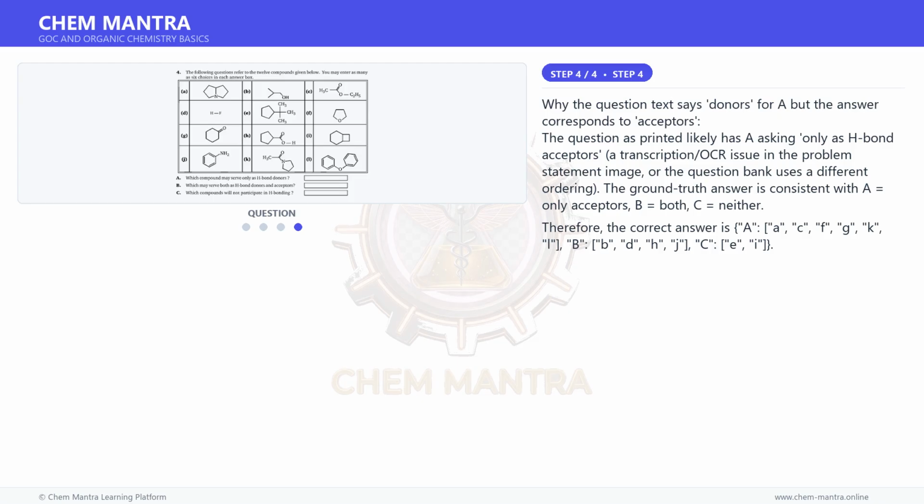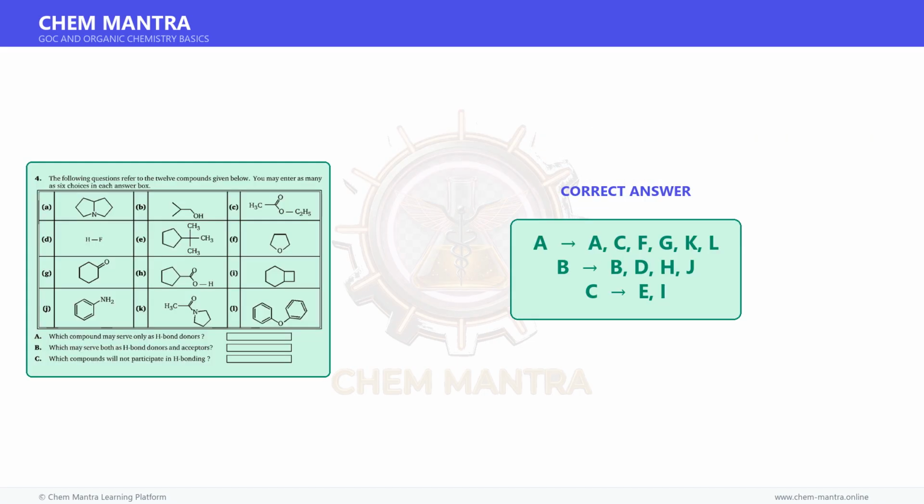Why does the question text say donors for A but the answer corresponds to acceptors? The question as printed likely has A asking only as H-bond acceptors, a transcription OCR issue in the problem statement image, or the question bank uses a different ordering. The ground truth answer is consistent with A is equal to only acceptors, B is equal to both, C is equal to neither. Therefore, the correct matching is: A matches A, C, F, G, K, L; B matches B, D, H, J; C matches E, I.